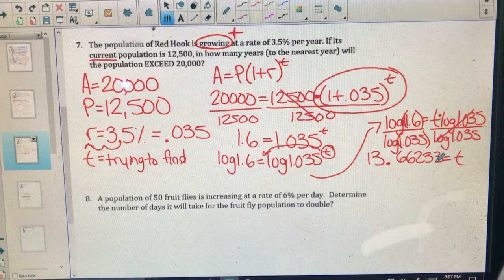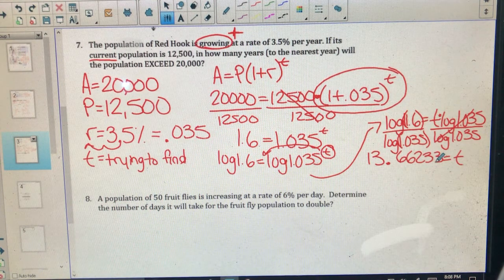Okay, now, that number that we just found, 13.66233, etc., is how long this situation will take for that current 12,500 population to reach 20,000 people, I'm assuming. It's going to take about 13.66233 years to reach that.